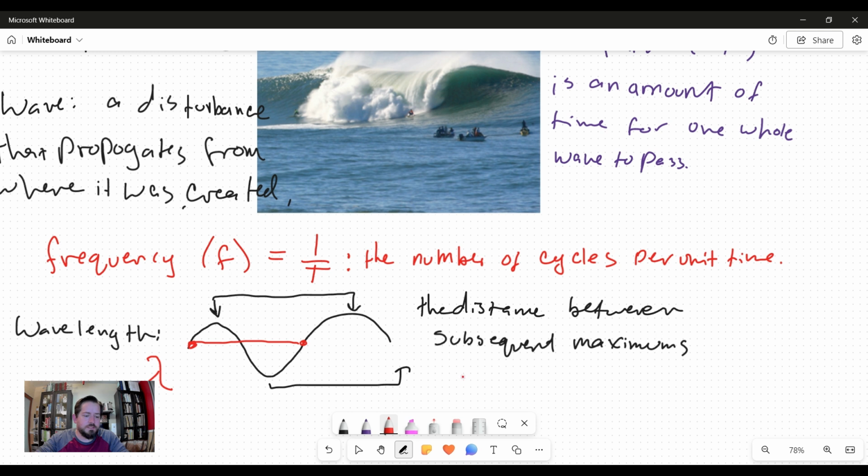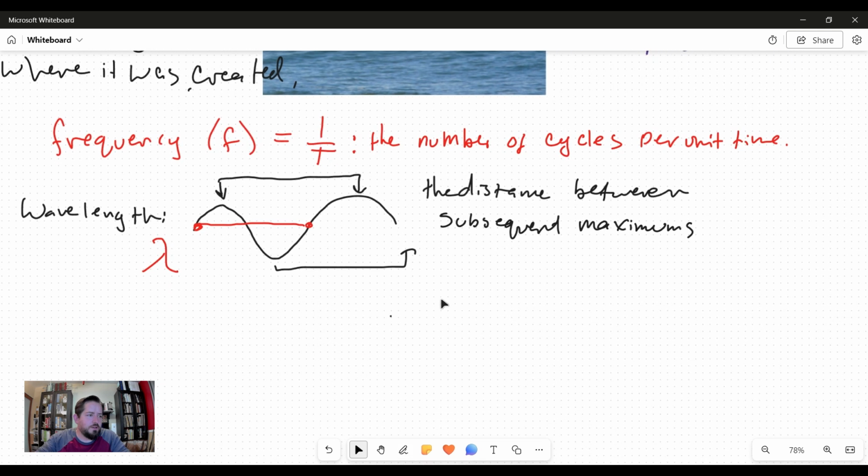And now we can talk about the velocity. And so the velocity of a wave is lambda over T. But since 1 over T is frequency, this is the same thing as just simply lambda multiplied by that frequency.